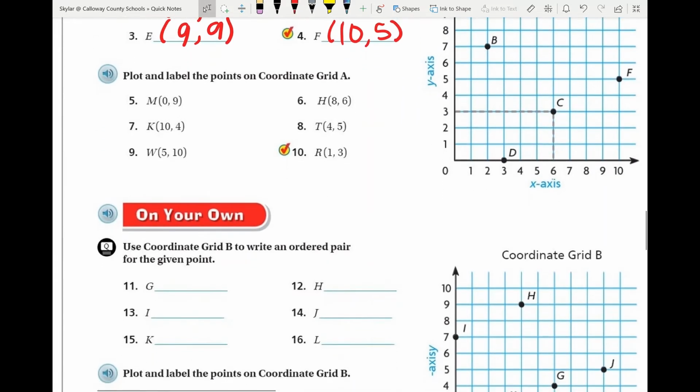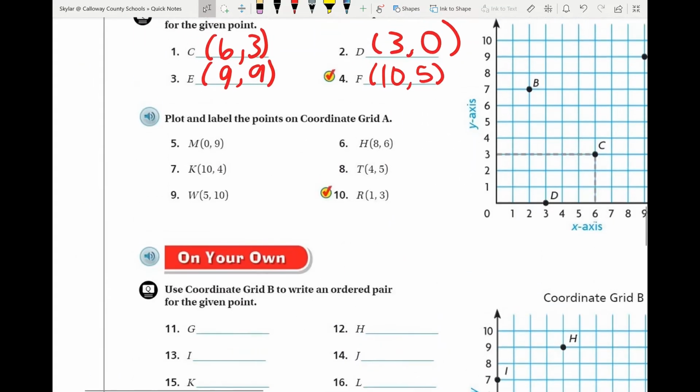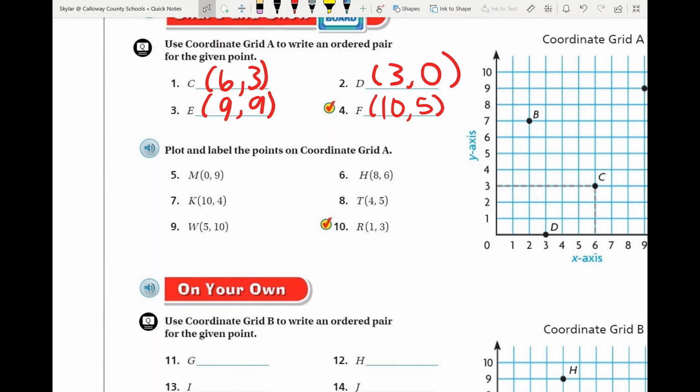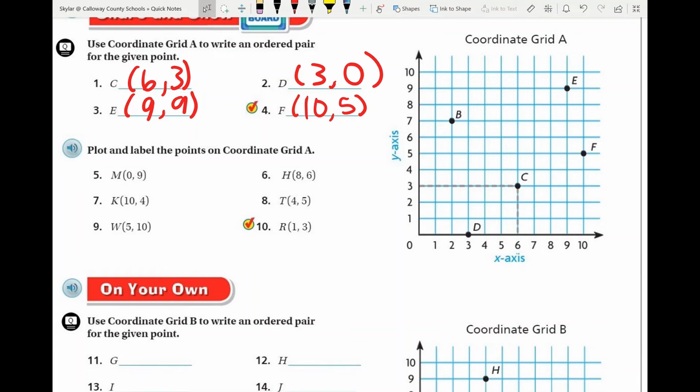Alright. So again, I am going to give you a minute. Well, not literally a minute. I'm going to give you some time to try and plot and label these points on the coordinate grid now for 5 through 10. So go ahead and pause the video, and whenever you are finished, you can resume.